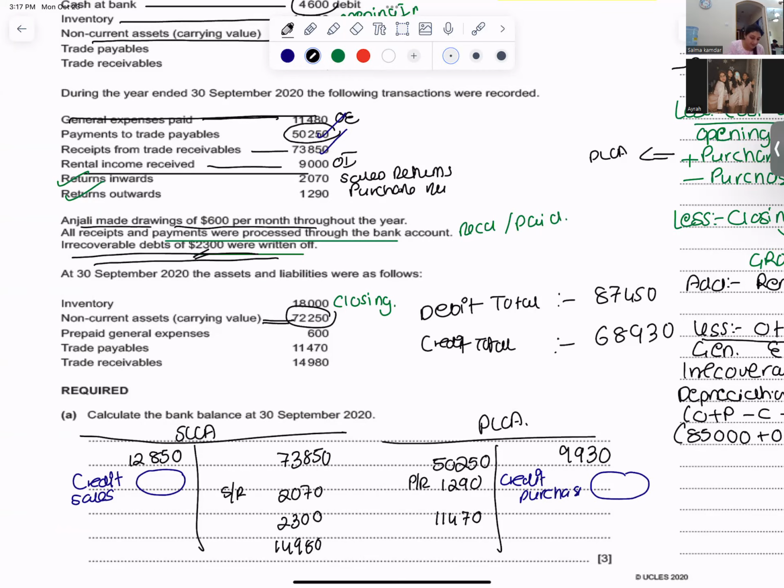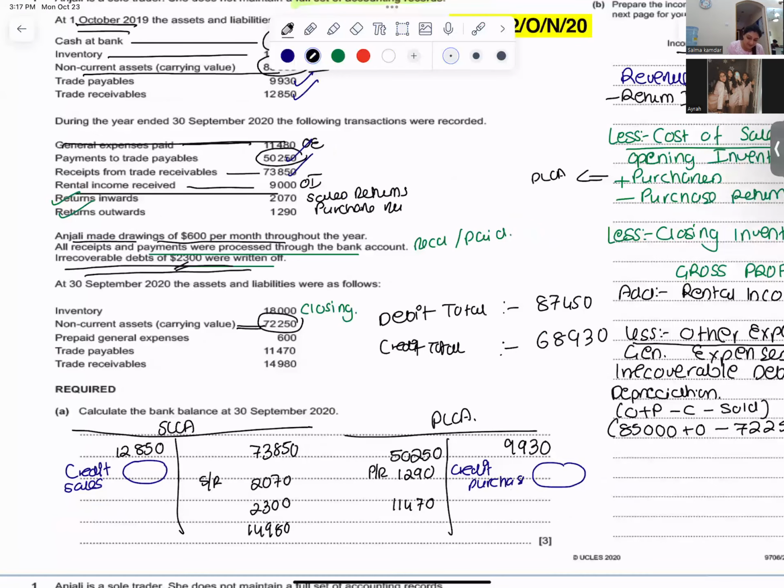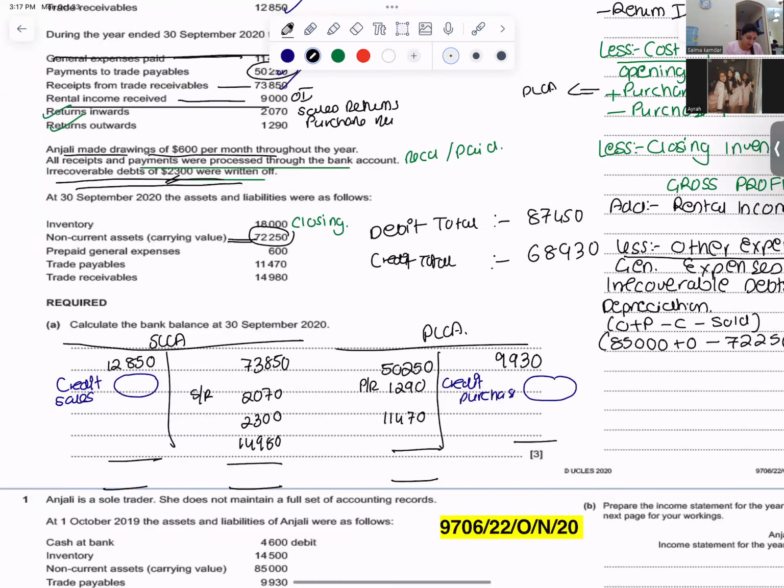Okay, fine. So I can find my credit sales and I can find my credit purchases. The credit side of SLCA will be more. So it is 73,850 plus 2,070 plus 2,300 plus 14,980. So it is 93,200 minus 12,850. So 80,350 is my credit sales.